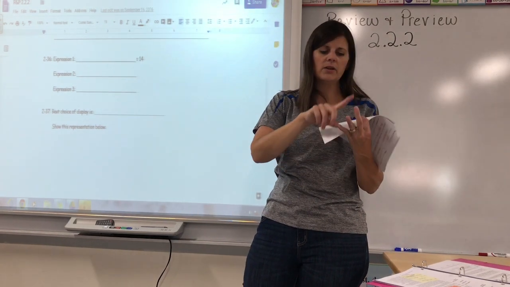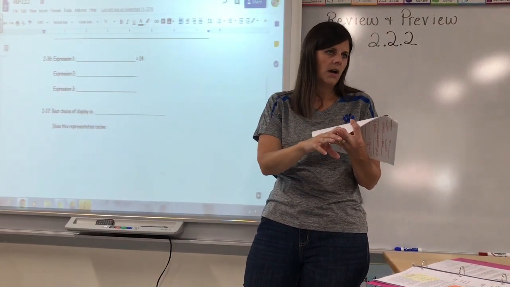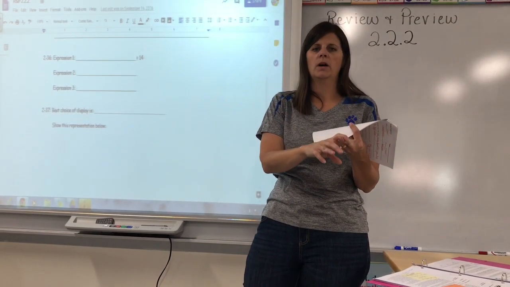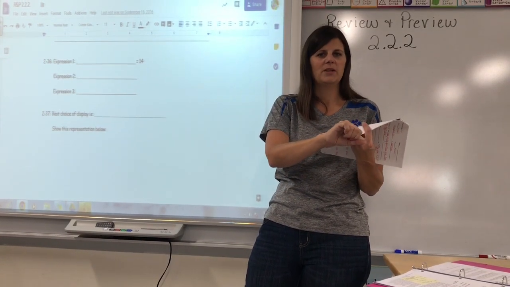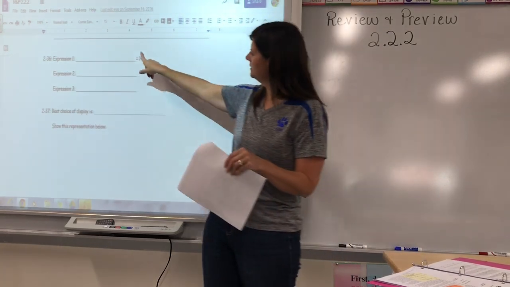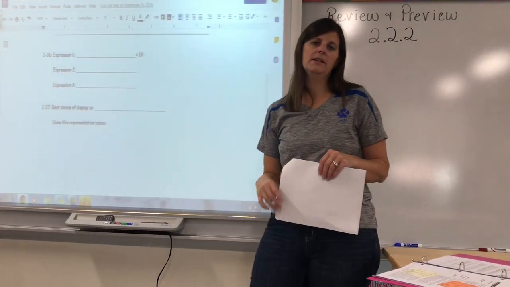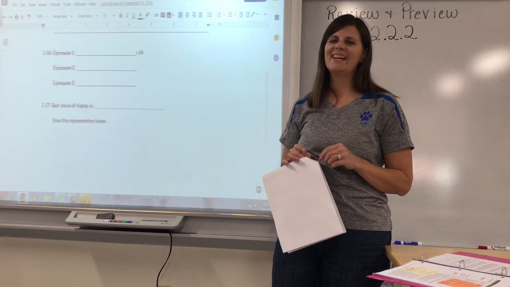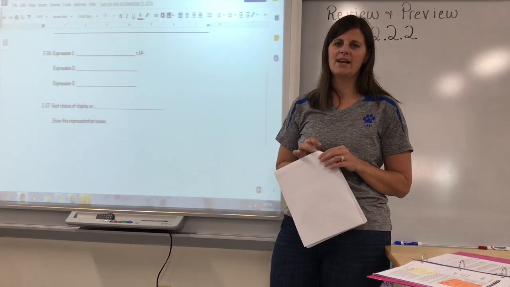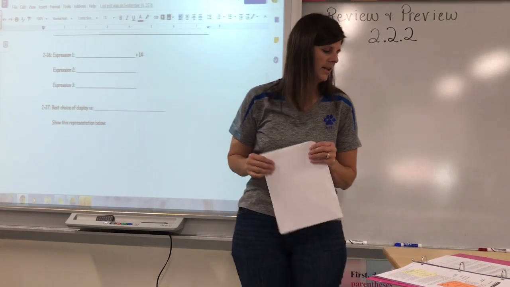So you can use 2, 3, and 4 in any order. You can use whatever operations you want. You can only use one 2, one 3, and one 4, but as many operations as you'd like. This first one here has to equal 14. The other 2 can equal anything else as long as they're not 14, and as long as expressions 2 and 3 have values that are different from each other.